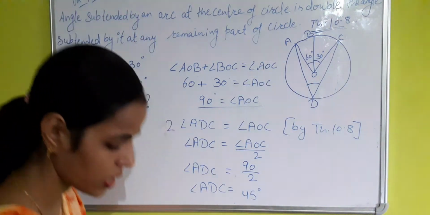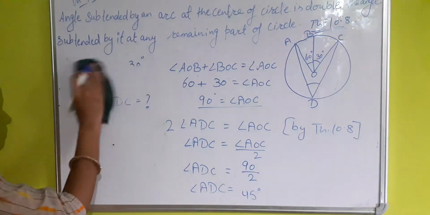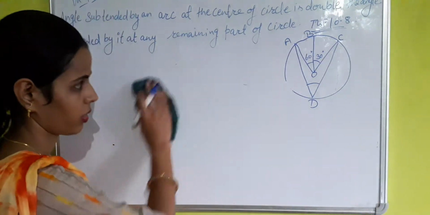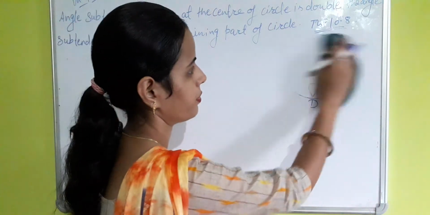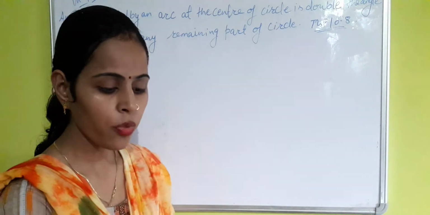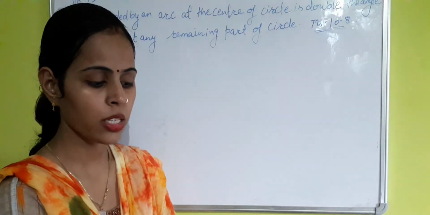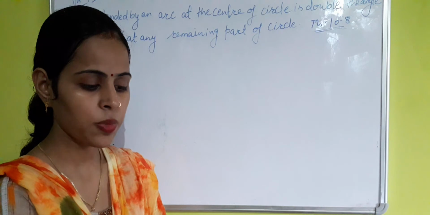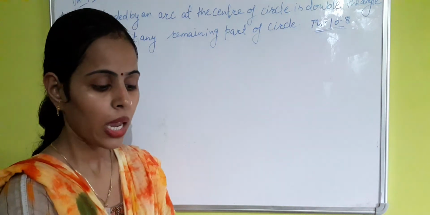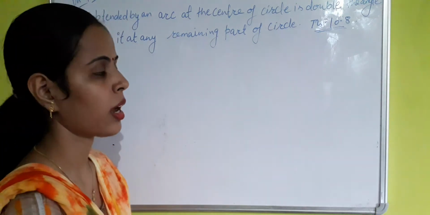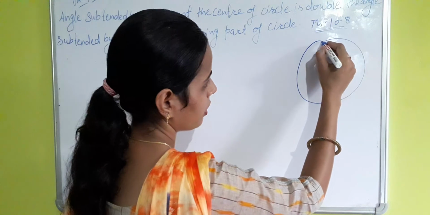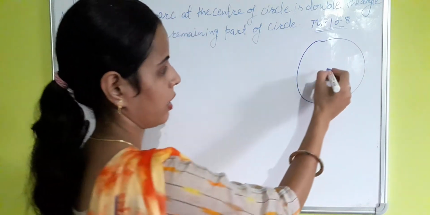This question first is complete. Question number 2. A chord of a circle is equal to the radius of the circle. Find the angle subtended by the chord at a point on the minor arc and also at a point on the major arc.